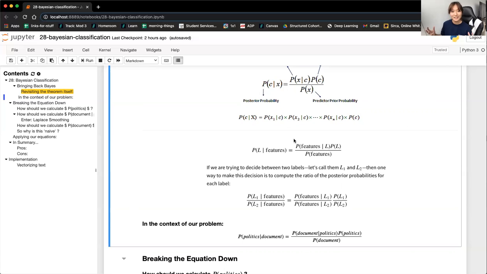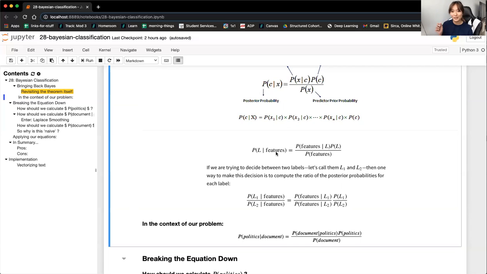So for each class, we can compute this probability. For this test phrase, what is the probability of it being politics, given the features? And what is the probability of it being sports, given the features? So we're going to compute these probabilities.